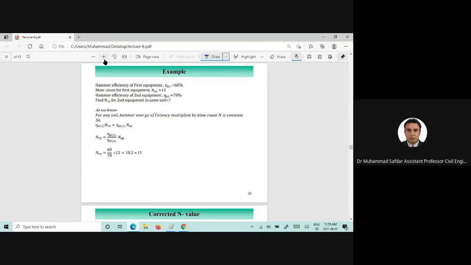There is another concept particularly important when we are going to discuss the correlations. Now you will see that we will find out the N value, and then we will go for the N60, which is the hammer efficiency correction. Then we will go for the overburden correction, okay? And then we will also see different terms like N70, N55, and that is the correction for 55% hammer efficiency. This is the correction for 70% hammer efficiency, and you will see those terms in different books and different literature.